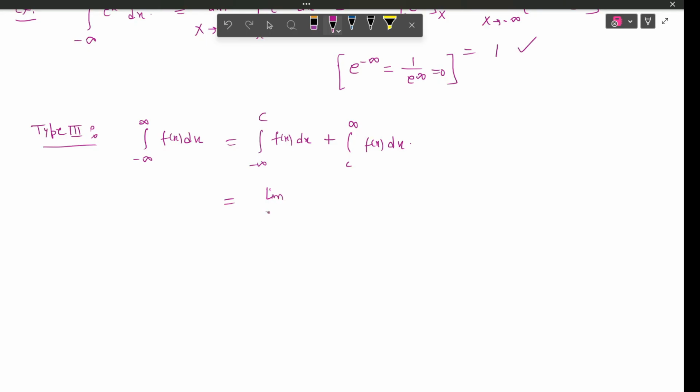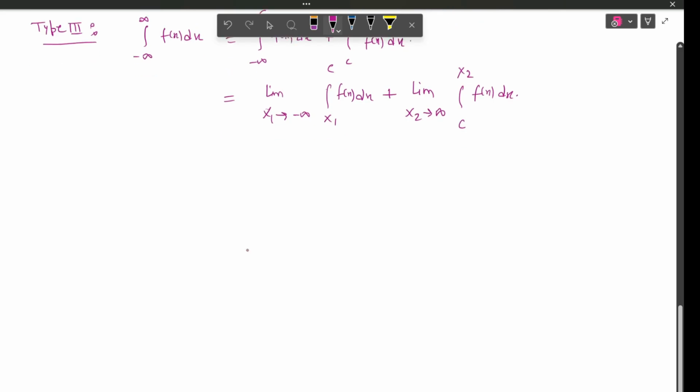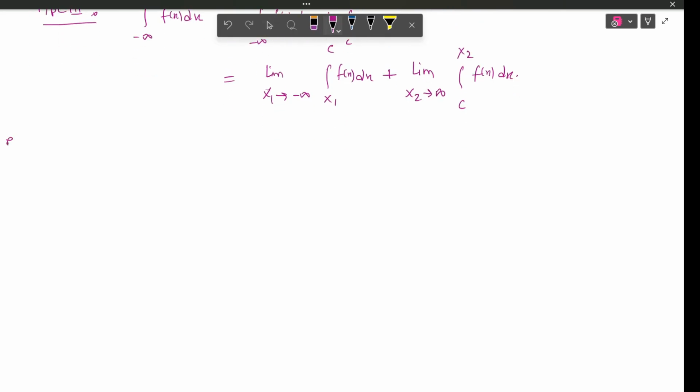So limit, let us say this is x1 tends to minus infinity. Then the integration would be integration x1 to c f(x) dx plus limit, let us say the infinite value is x2, so x2 tends to plus infinity, integration c to x2 f(x) dx. So this is none other than the mixture of type 1 and type 2. So let us see one example to clarify this logic.